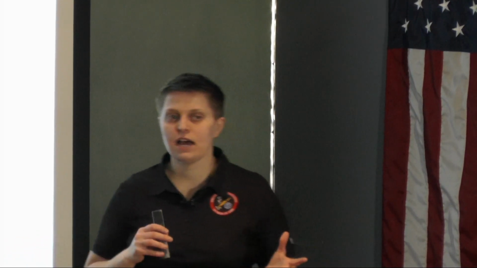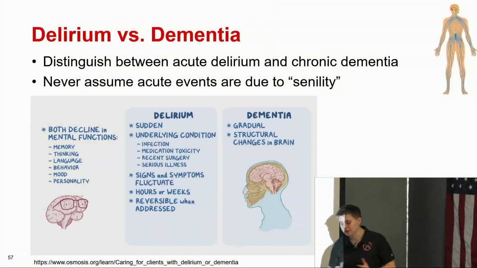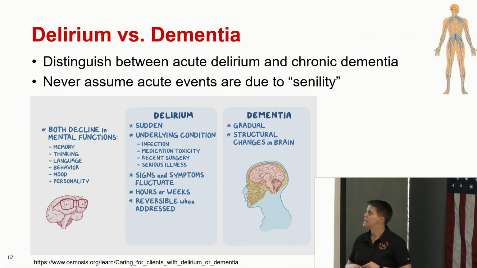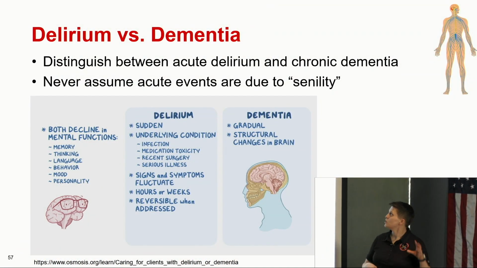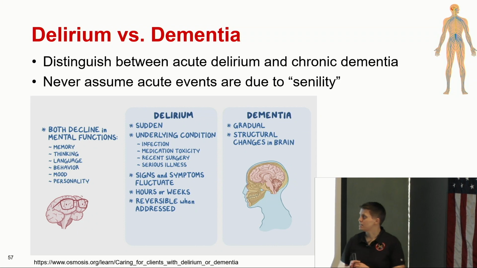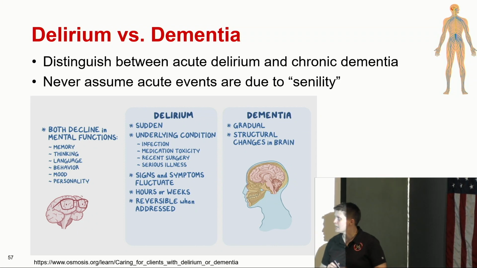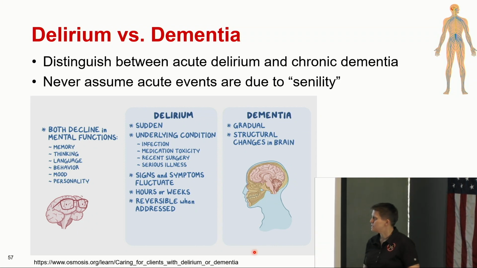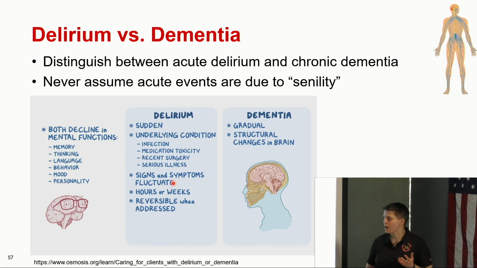So how do we distinguish delirium from dementia? I've already kind of touched on it, but delirium is an acute change and dementia is a more chronic change. Delirium is sudden. There's usually something underlying it. The signs and symptoms might change or fluctuate. Usually happens over the course of hours to weeks.